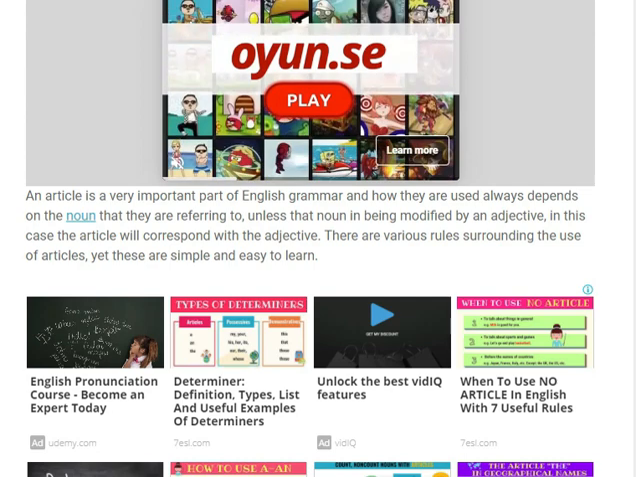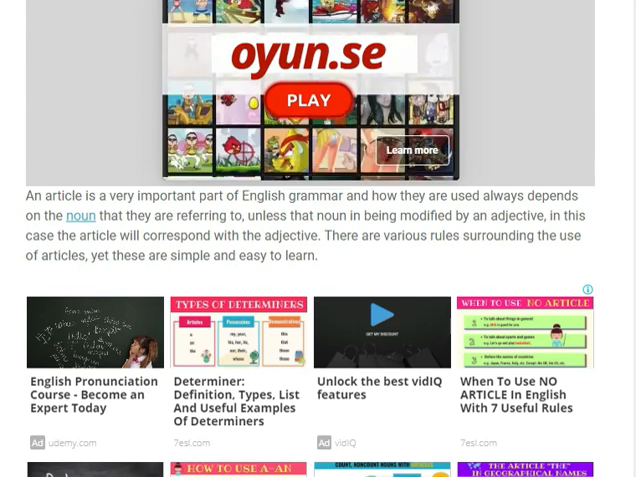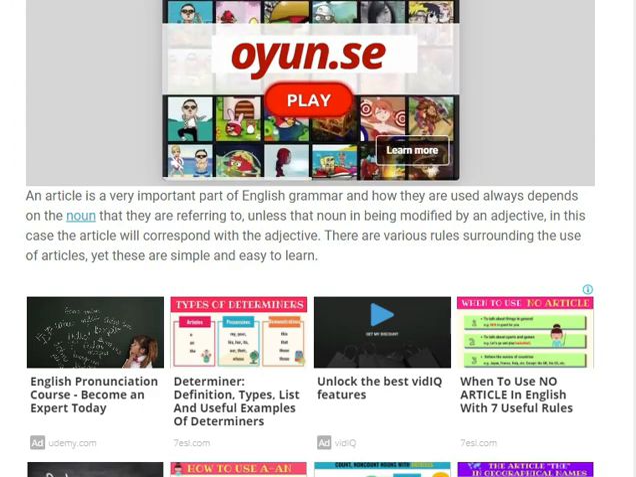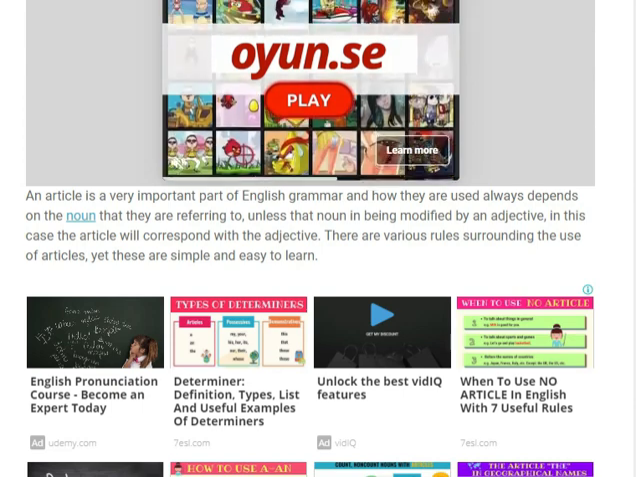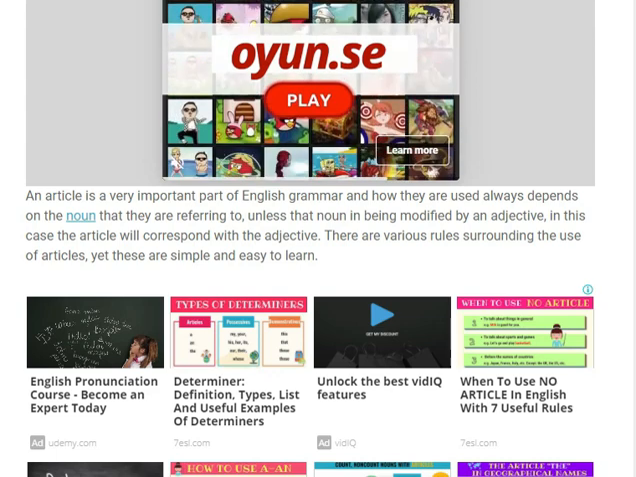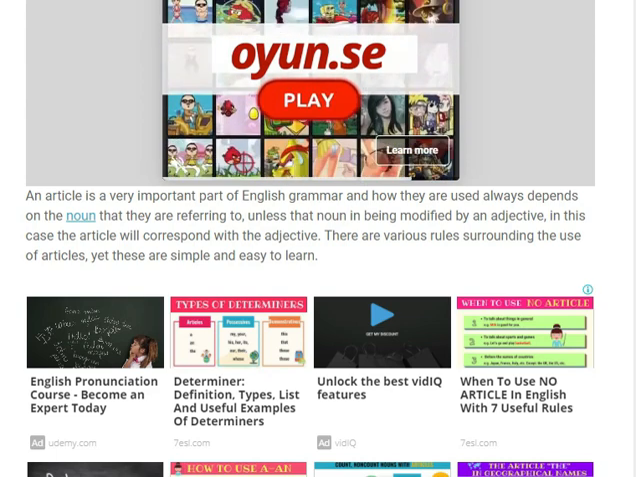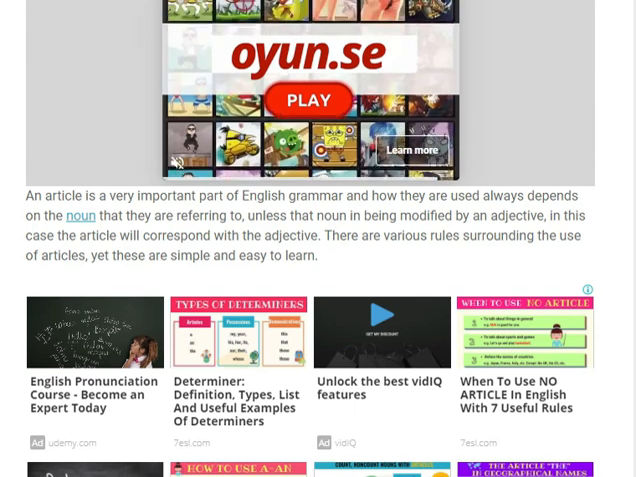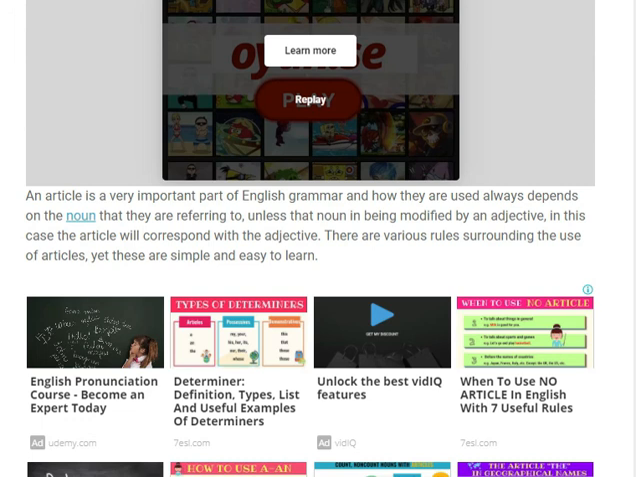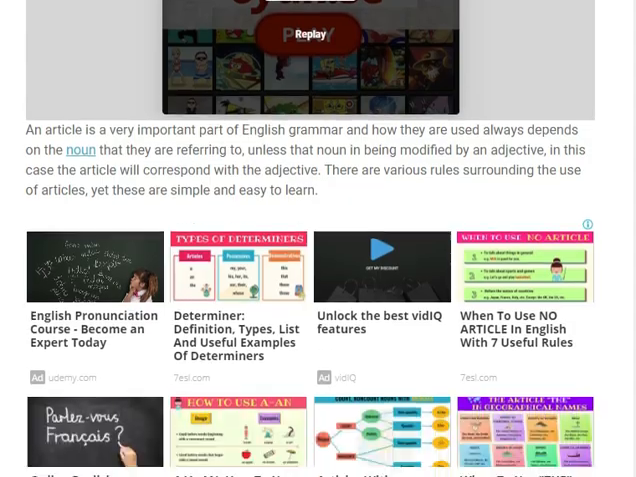So an article, sorry, is a very important part of English grammar, and how they are used always depends on the noun that they are referring to, unless that noun is being modified by an adjective. In this case, the article will correspond with the adjective. There are various rules surrounding the use of articles, yet these are simple and easy to learn, of course.